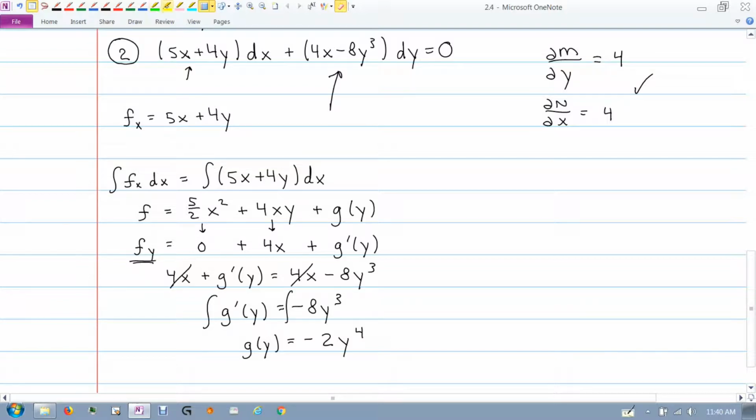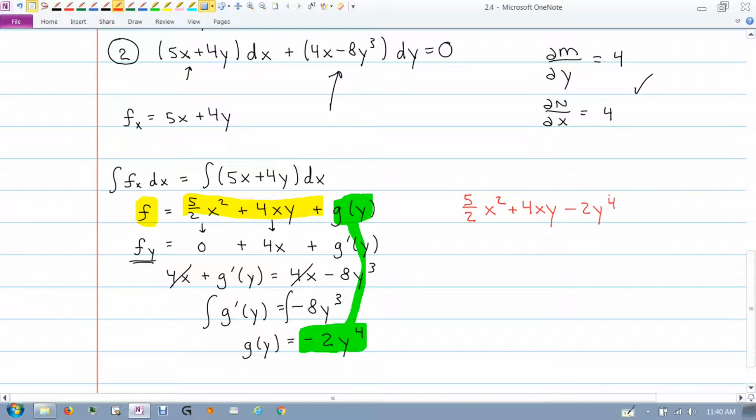And so you can see that my function that I'm looking for, f, is equal to this plus g of y, which is this. So that's going to go right in here. And that's going to be my function, 5 halves x squared plus 4xy plus g of y, which is actually minus 2y to the fourth, and that will be equal to some constant. All right, so there we go.